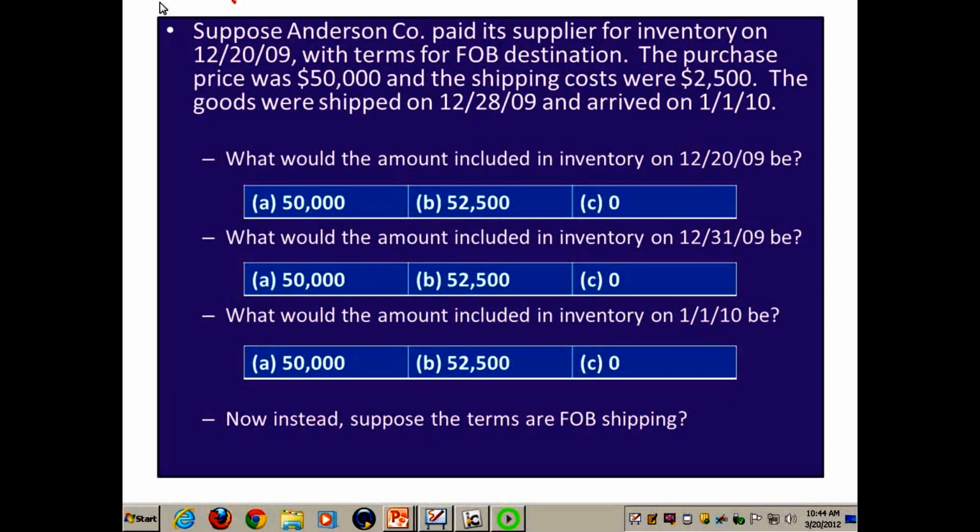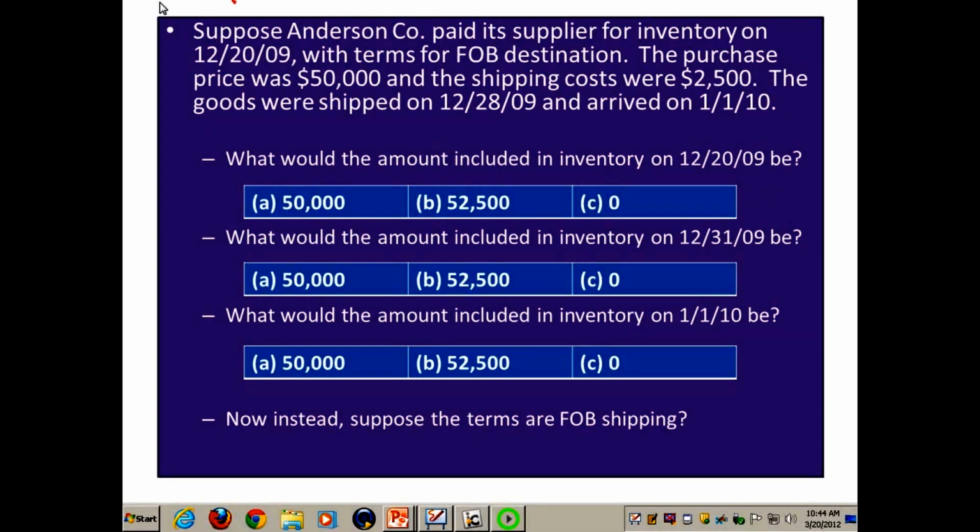All right, so now we're just going to try and make sure everybody is completely solid on FOB shipping versus FOB destination, what the differences are, what the products are. I don't have it. I'll bring some next class, all right? I'll assume you're not participating for just that reason.